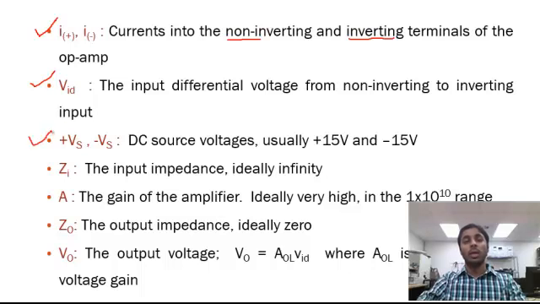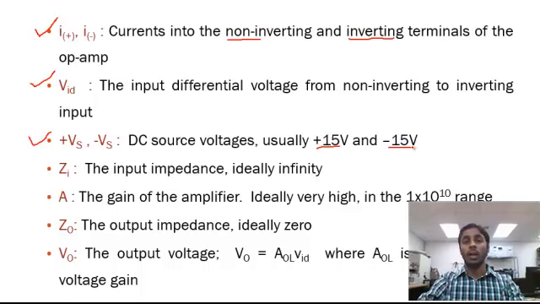Plus Vs and negative Vs represent the source voltages. An op-amp requires two power sources, positive and negative. Usually plus 15 volts and negative 15 volts are used. Both voltages should usually be equal to each other. If you use plus 10 volts as VCC, you should maintain negative 10 volts at VEE. There is a reason for that too.